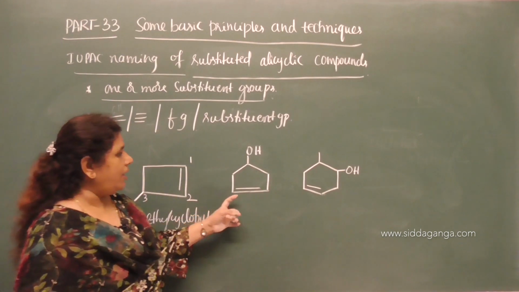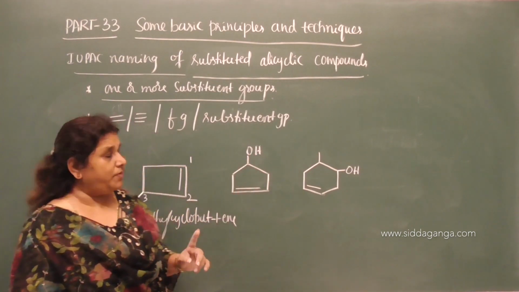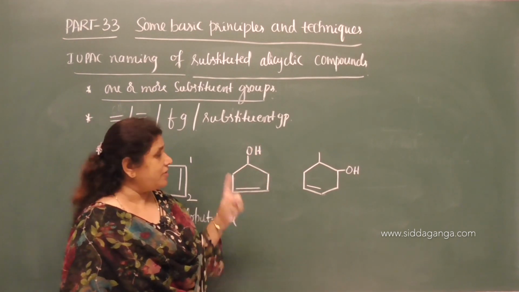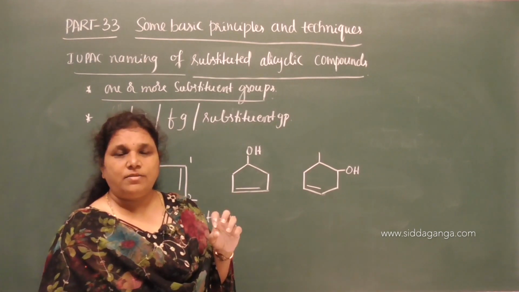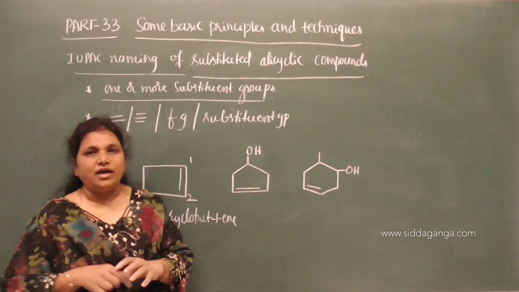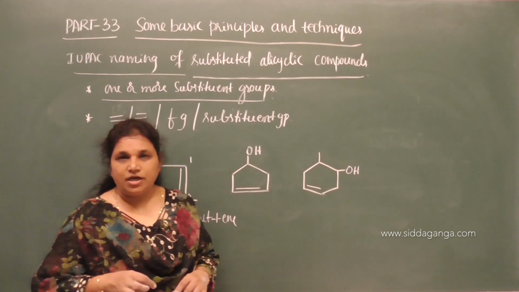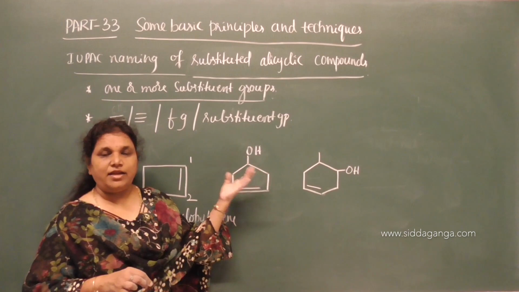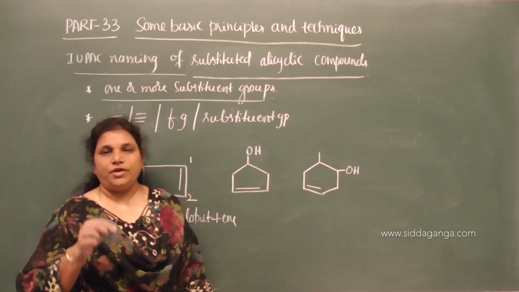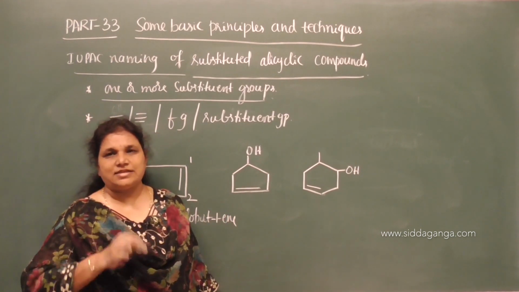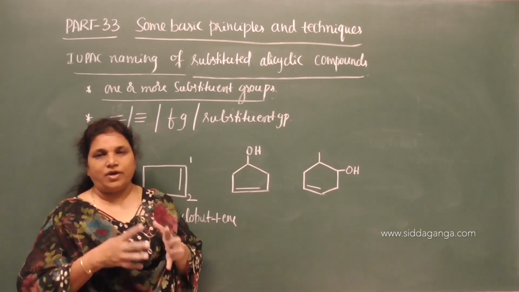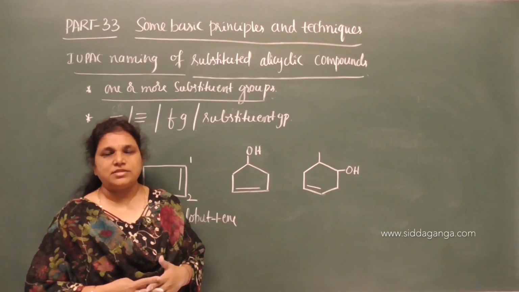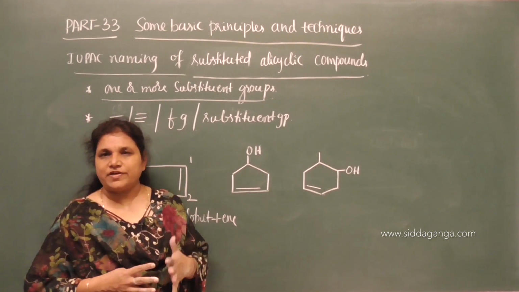But here we have a multiple bond and a functional group, and whenever this type of functional group is there, what type of functional group? The functional groups which do not contain carbon. If such a functional group is there in an alicyclic compound, we have to give the same secondary suffix as we used in naming the alkanes. Substituted alkanes are the alkanes containing a functional group.